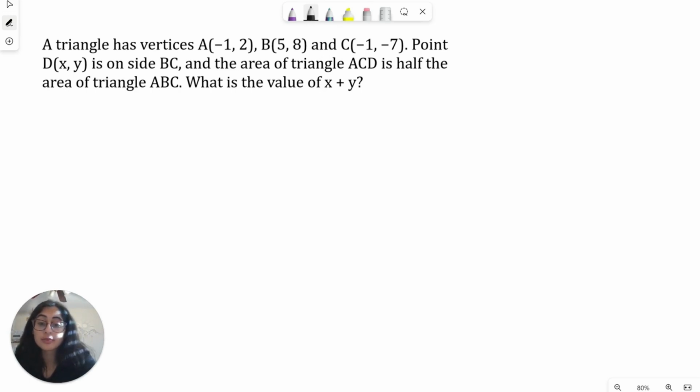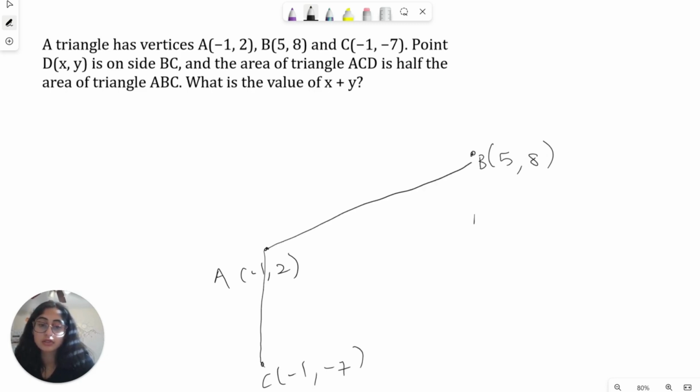So let me plot these points. We have (-1, 2), that's A, we have (5, 8) somewhere up here, that's B. Okay. And then we have (-1, -7). This is definitely not to scale, but it's kind of like this. This is somewhat our triangle. Clearly I did not draw this to scale, but that's fine.